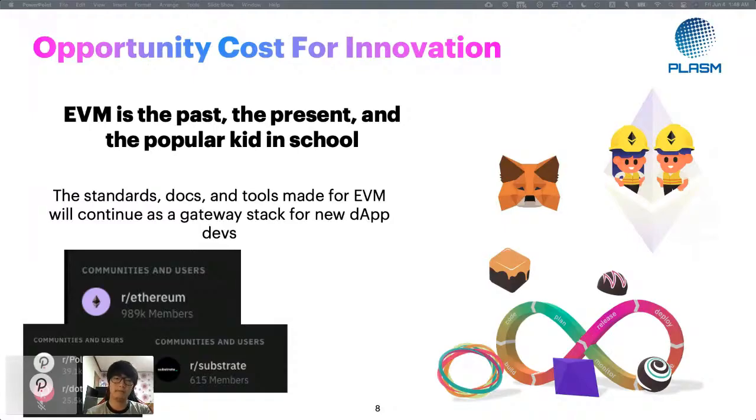And that's why we think EVM, as the contract execution model in Ethereum and in Plasma Network and in any other network, like Hyperledger, is an environment of the past, something that is still relevant today. It's the popular kid in school because everyone knows about it, everyone loves it or hates it, but still everyone has heard about it. At the same time, the standards, documentation, resources, and all the tools made for EVM-based contracts will stay as they are, and it will most likely act as a gateway for new developers.